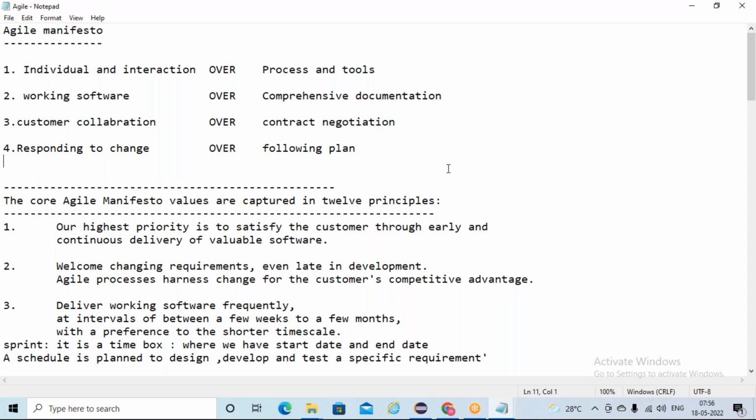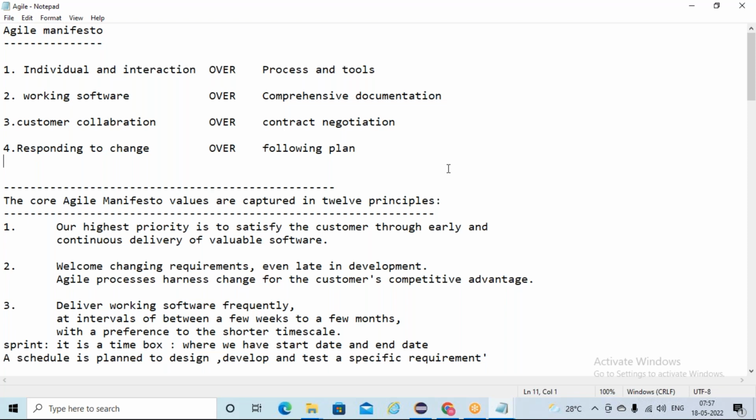So as per the changes, whatever changes he is requesting, we need to adopt it smoothly, quickly, and deliver that software within the timeline, right? That way we should go.